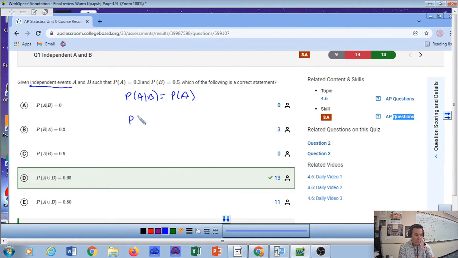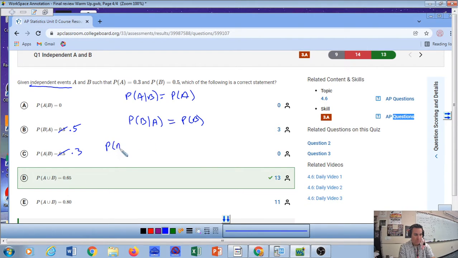And the probability of B given that A occurred should be the same as the probability of B. Well, that's not what they wrote there. They wrote B given A was 0.3. B given A should have been the same as B, so it should have been 0.5. And then this one, A given B, should have been the same as the probability of A. This should have been 0.3. Then those would have been true, but they're not. So it had to be one of these two.